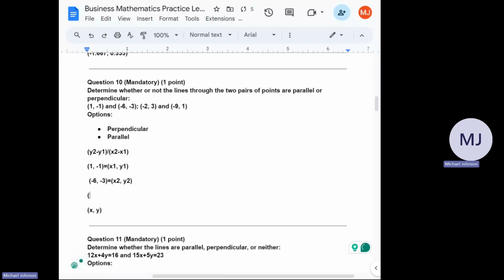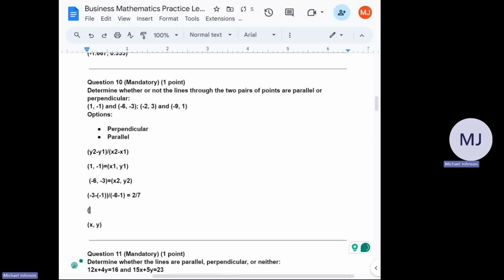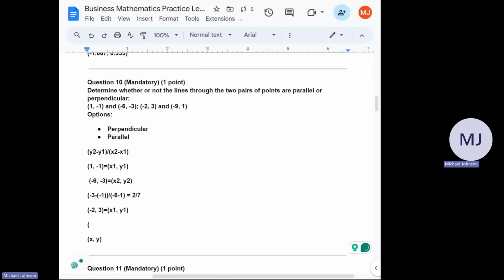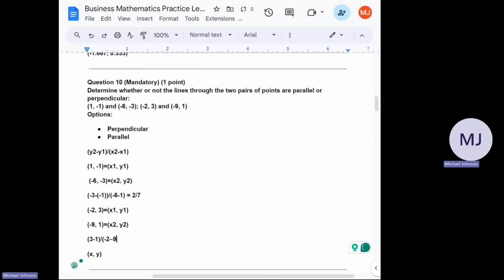And then we substitute in that y2 minus y1 divided by x2 minus x1 equation. -3 minus 1 divided by -6 minus 1. And then we would get 2/7. And then we do the other one. So the other equation here, -2 comma 3, would be x1 comma y1. And then -9 comma 1 equals x2 comma y2. Then we do 3 minus 1 divided by -2 minus -9, which is +9. And then we get 2/7.